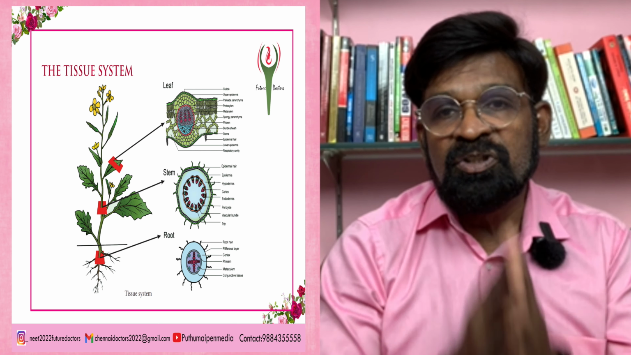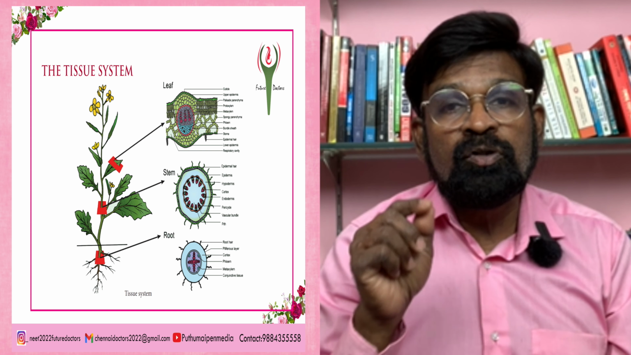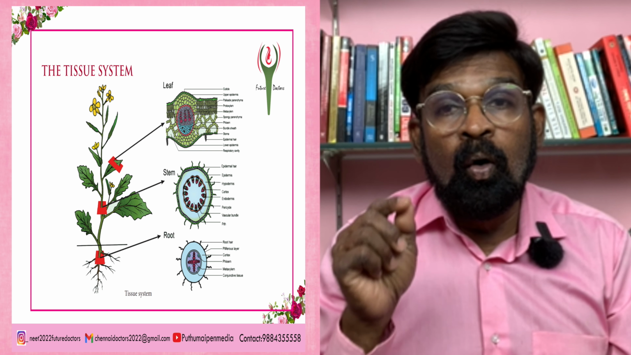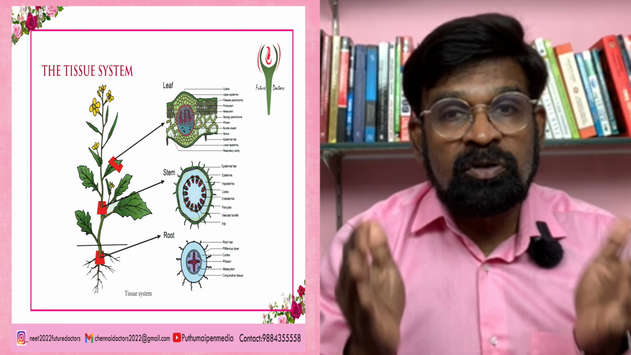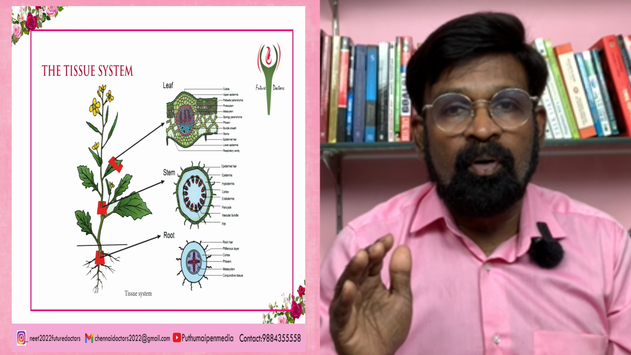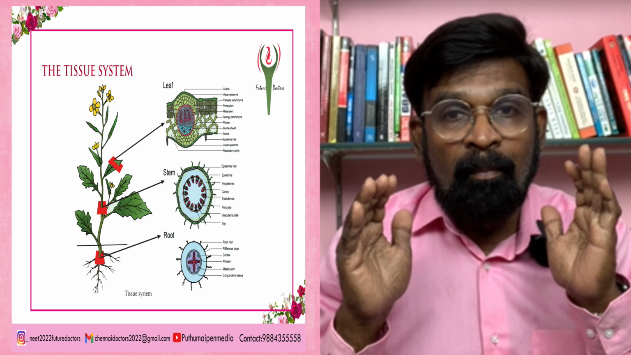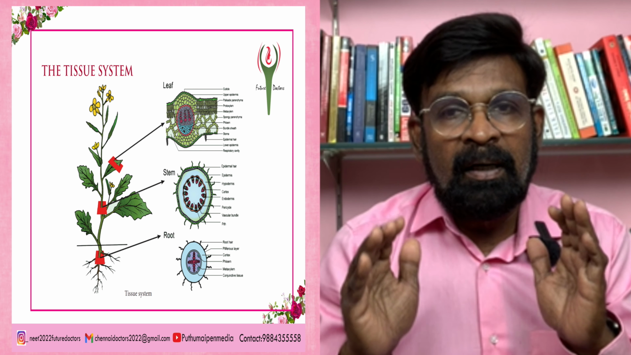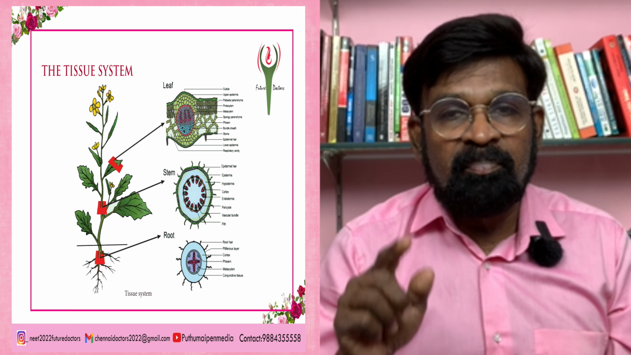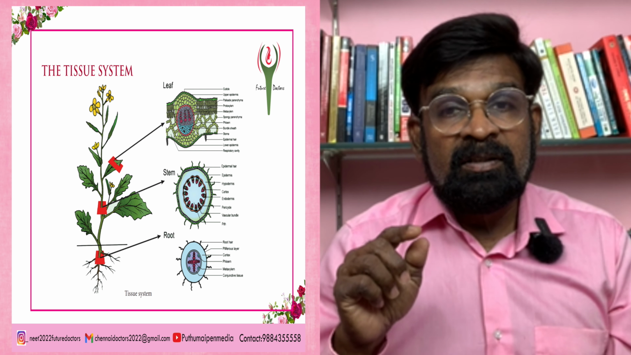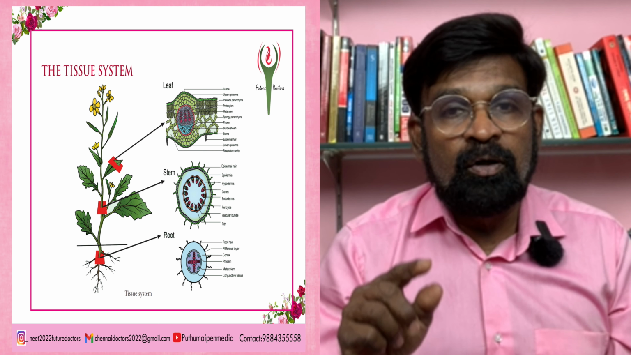Next is the epidermal tissue system. The epidermal tissue system forms the outermost covering of the whole plant body. Epidermis. The epidermis is the outermost layer of the primary plant body. The epidermal cells are elongated and compactly arranged to form a continuous layer. This layer is interrupted by stomata. Sometimes they are separated by intercellular spaces.